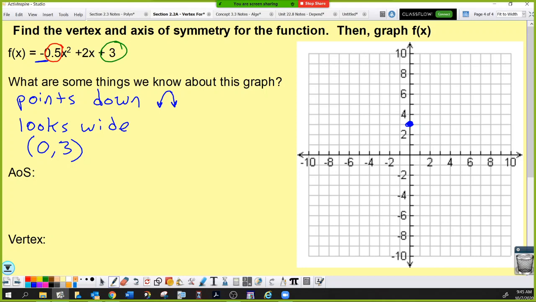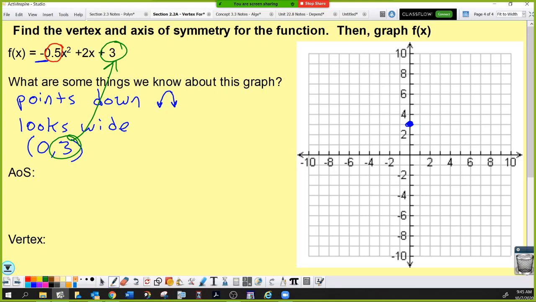Yes? So, you got the 3 from the equation, right? Yeah. This 3 is this 3. The 0 is because you're on the y-axis. Anytime you're on the y-axis, x is 0. Every single time. That's what y-intercept means.